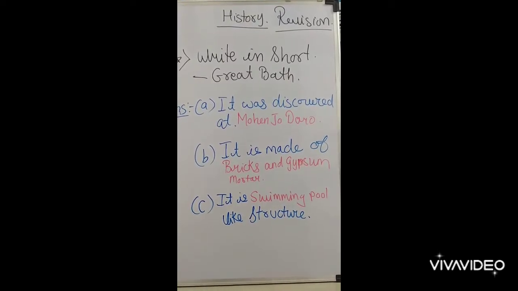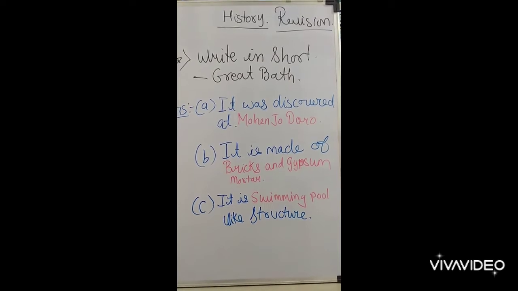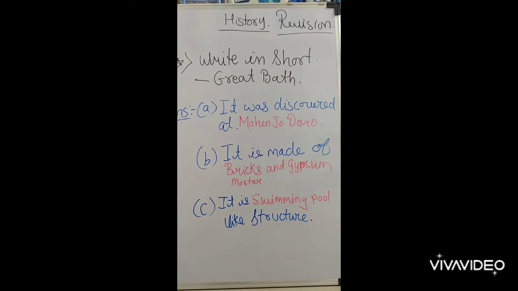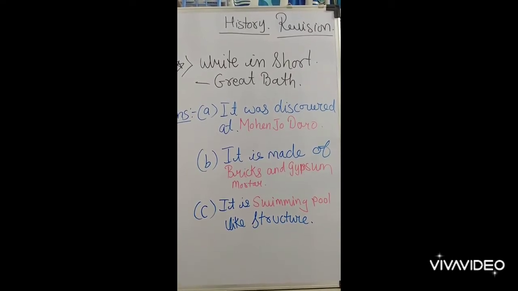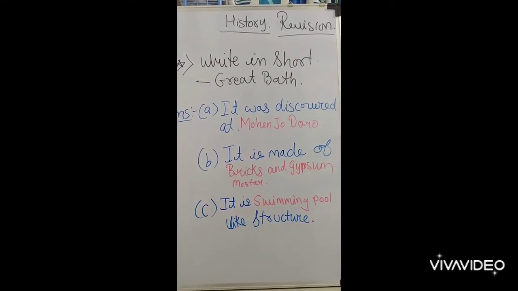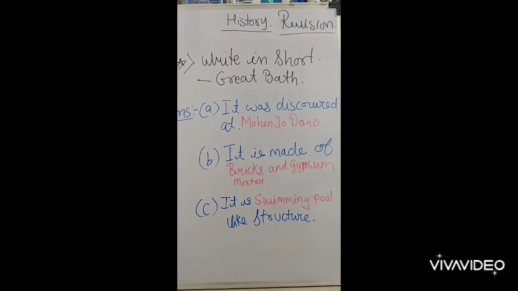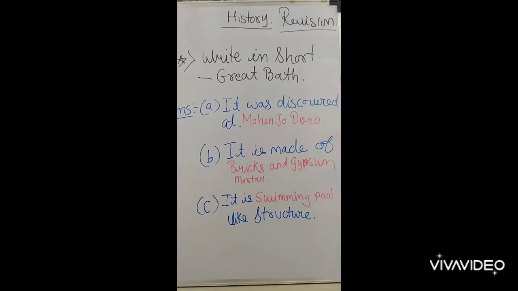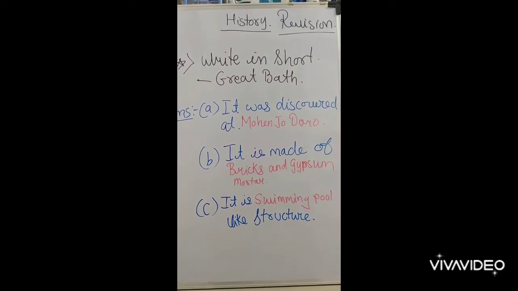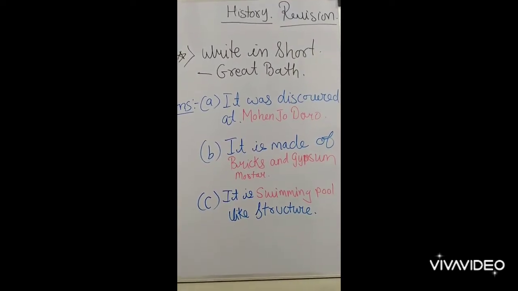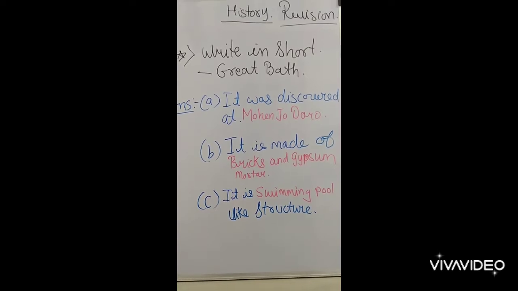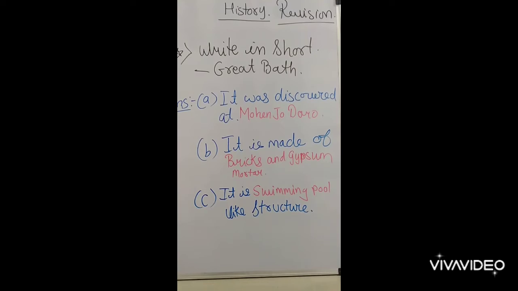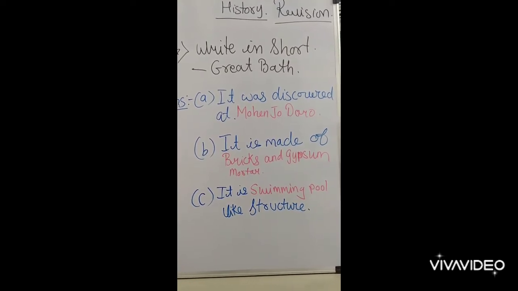That we all know. It is made up of bricks and gypsum mortar was used. It is a swimming pool like structure. You can mention its dimension, and its shape, which is quadrangular, and it has verandas, and so many points. So my point is that you have to read the question properly, and then you will understand whether it is an open ended question or a close ended one.